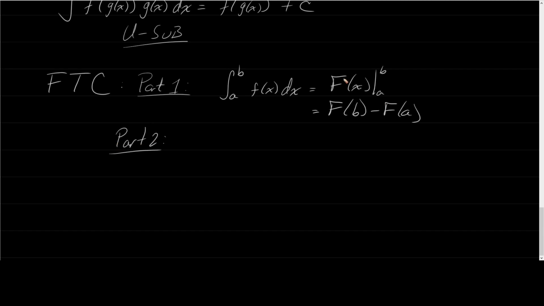So part one essentially tells us how to evaluate definite integrals. Part two tells us that if I take the derivative with respect to x of the integral from some constant to x of f of t dt, that is just f of x. So essentially what that tells us is that the derivative and the integral are inverse operations.